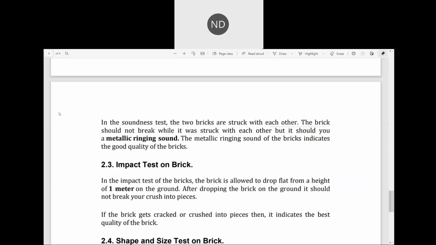I think I'll write a text here. If the brick gets cracked or crushed into pieces, then it indicates not the best quality. Okay, this should be bad.